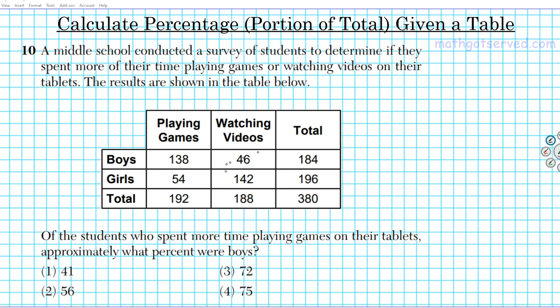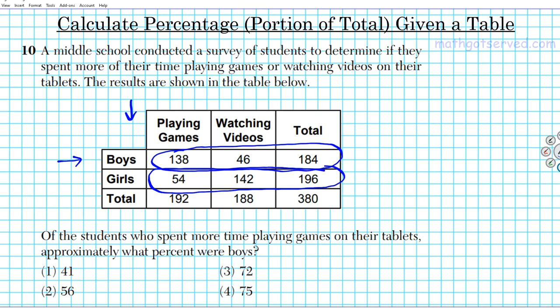Alright, so if you take a look at this table here, there are two ways that you can read this table. You can either read it vertically downwards, or you can read it horizontally across. If you're reading it horizontally across, you're just going to be sticking with one gender. We're basically looking at the portion of boys that play games and the portion of boys that watch videos, and the total. So strictly boys here, and then the second row is strictly girls, broken up into two parts: the portion of girls that play games and the portion of girls that watch videos.